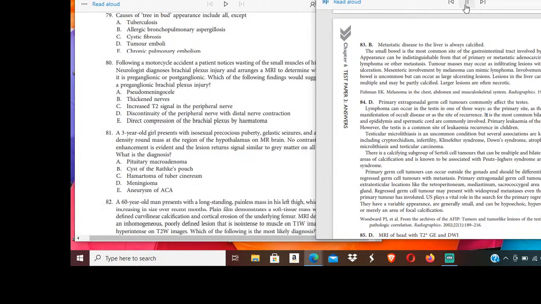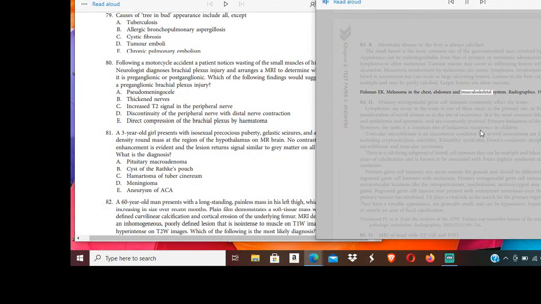Chapter 5. Abdomen and musculoskeletal system. Radiographics. 1990; 10:6-20. 84. D. Primary extragonadal germ cell tumors commonly affect the testes. Lymphoma can occur in the testis in one of three ways: as the primary site, as the initial manifestation of occult disease, or as the site of recurrence.